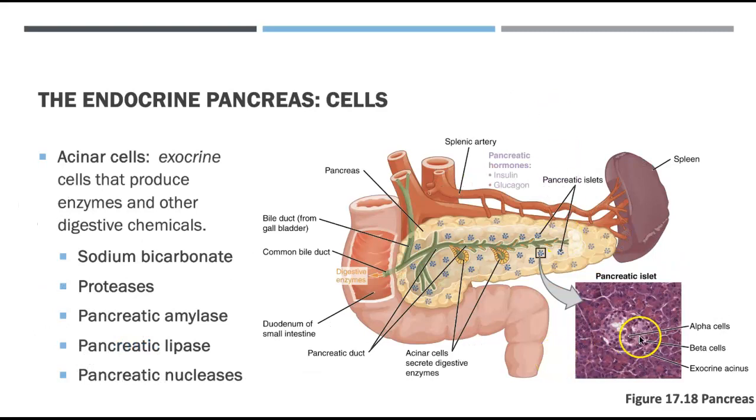Now we also have our acinar cells here that are the exocrine cells, and their job is to produce enzymes and other digestive chemicals. You can see some of these chemicals listed over here. We would have our sodium bicarbonate that is added here to the duodenum so it can neutralize the acidic chyme that is coming from the stomach. We have some proteases that help digest proteins, pancreatic amylase that digests carbs, pancreatic lipase which digests lipids, and pancreatic nucleases that will digest nucleic acids.